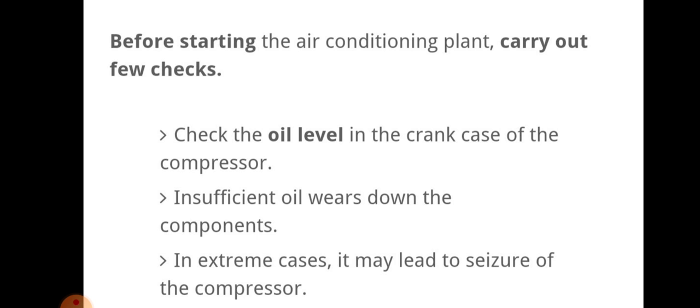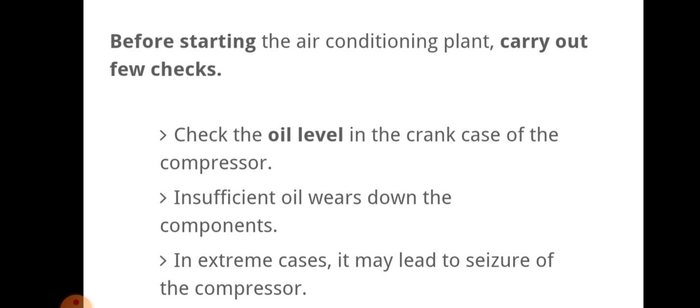Before starting the air conditioning plant, we have to carry out a few checks. We have to check the oil level in the crankcase of the compressor. Insufficient oil will wear down the components, so we have to make sure that sufficient oil is there. In extreme cases, it may lead to seizure of the compressor.